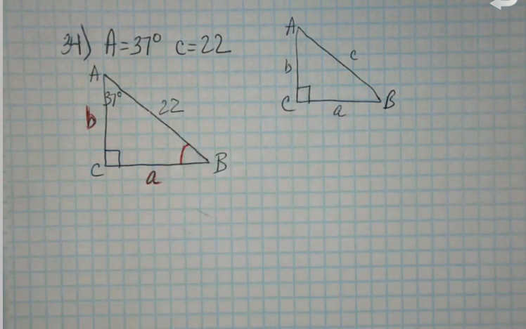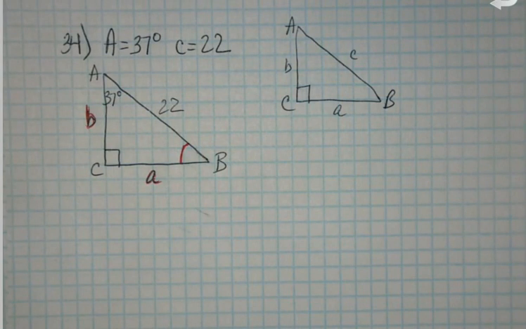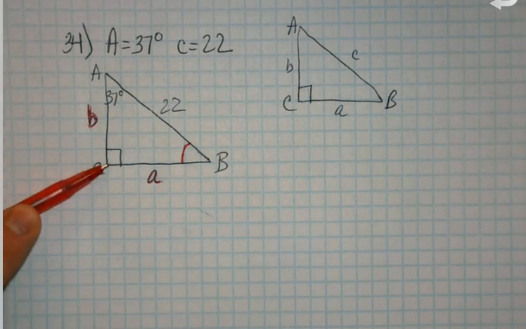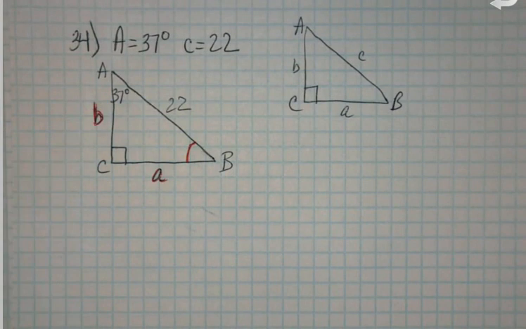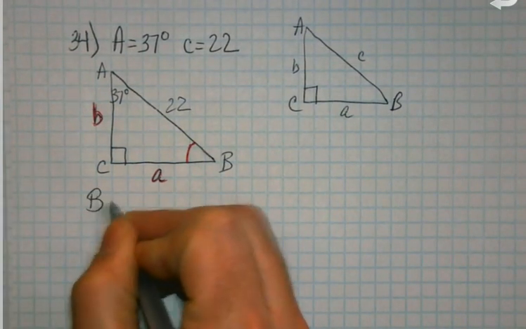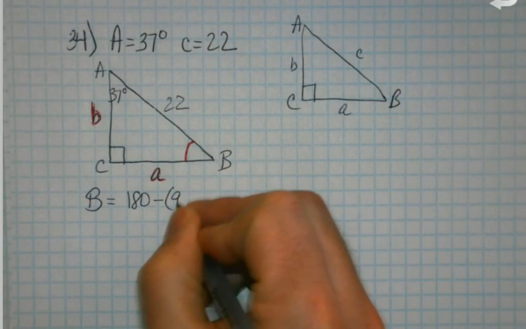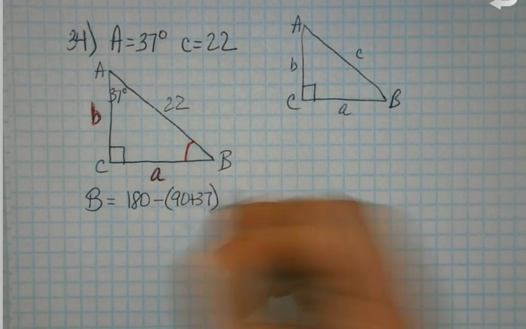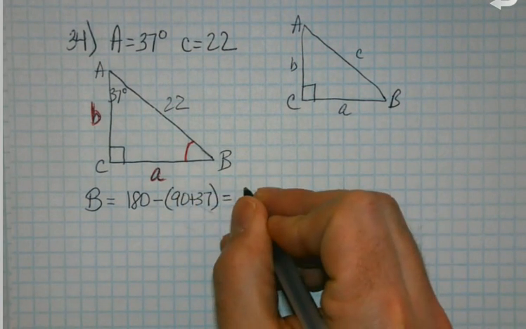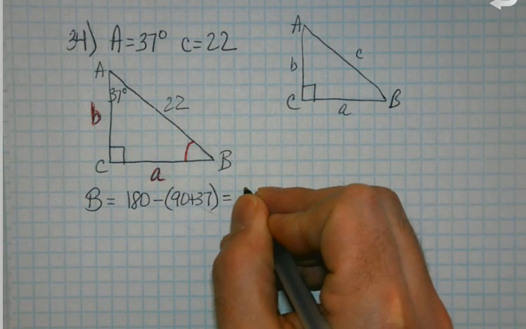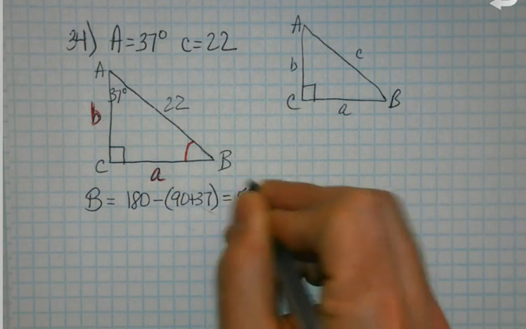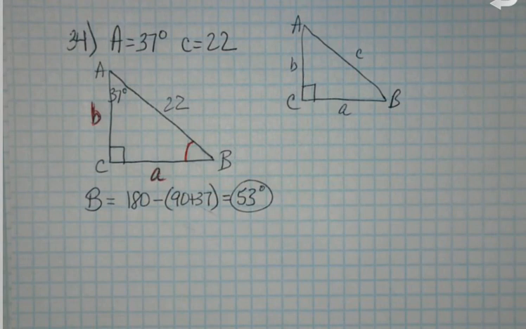Now, the easiest one should be to find angle B. Because what do I have to do to find angle B? Right, they're already giving me the right angle. I know this is 90. They gave me A, which is 37. So to find B, I just do 180 minus the sum of the other two angles, which would be 127, which gets me to 53. So that should be the easiest part of this.